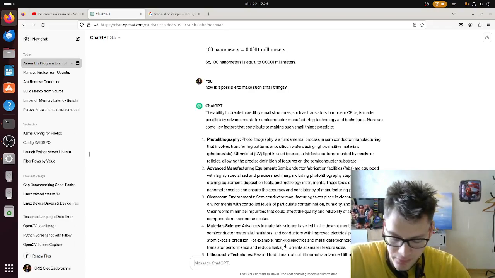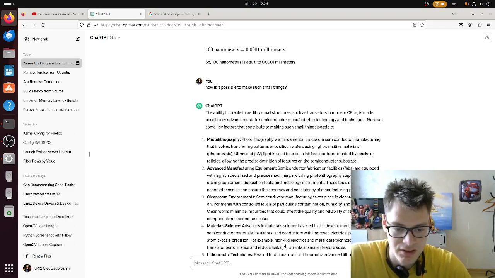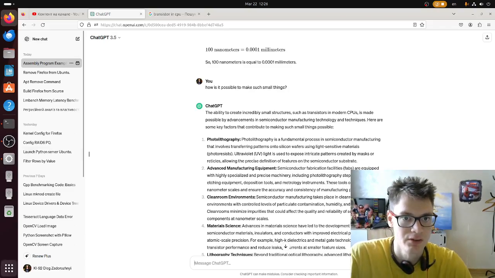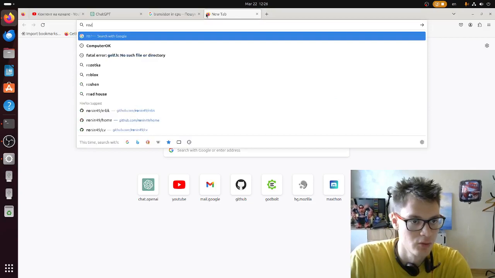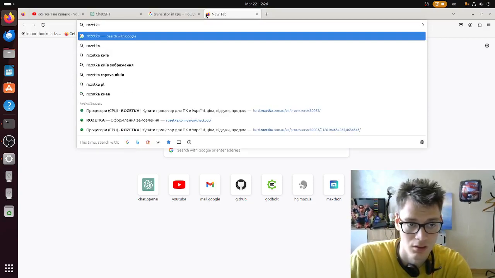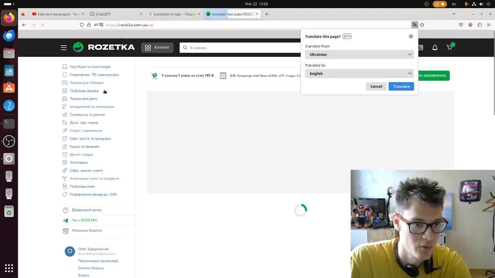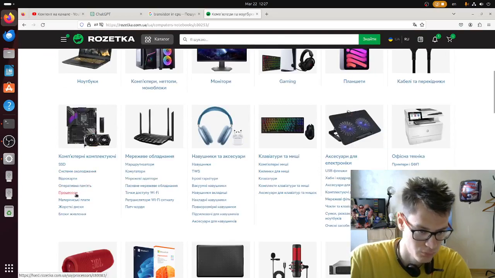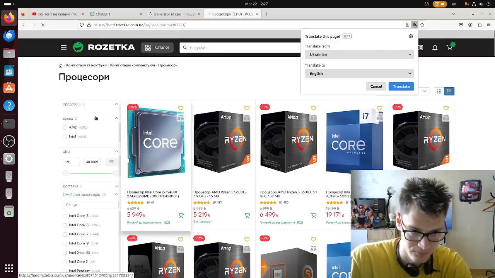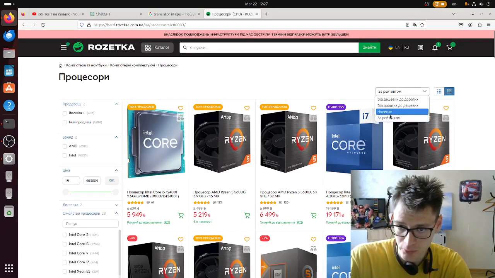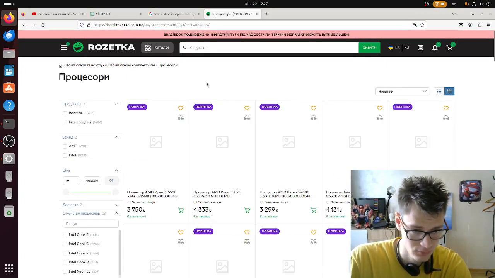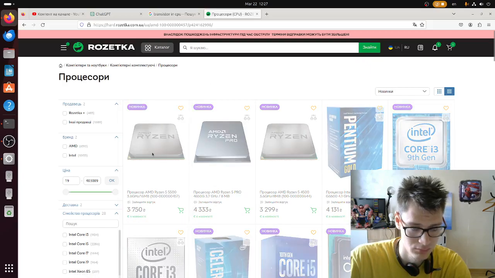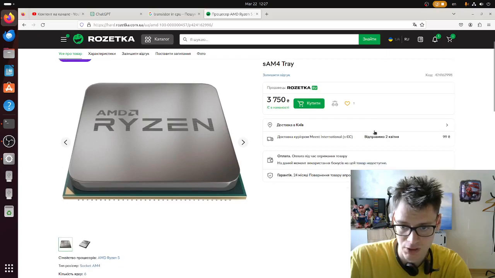Imagine what will happen if, I mean, there is CPU development. At this time, CPUs are everywhere, right? So I will go to Rozetka UA, and I will search for a CPU. Processors, CPUs, and I will go to Novinky, newest. Here, this one, for example, it was published.